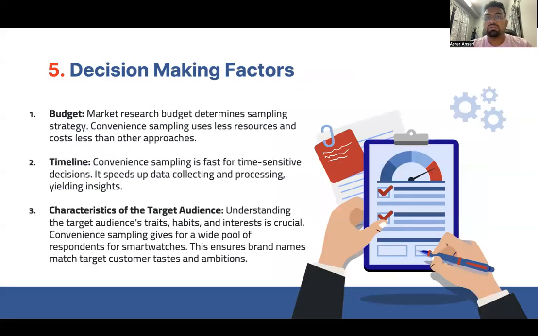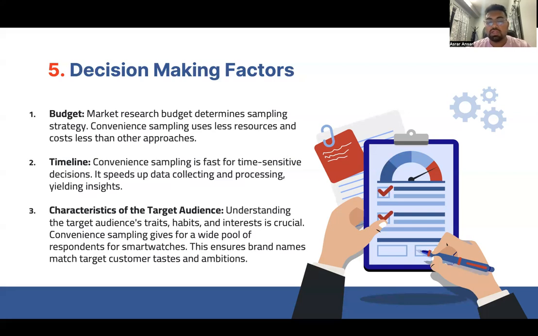So what are the different factors that led me to choose this approach? One is budget. When we do any research, the budget is limited and the timeline is also very short, and we should know who our targeted audience is. I think these 3 are the major things we need to take care of when we take a decision for a survey. Let's talk about budget. Market research budget determines the sampling strategy. We cannot just go out there and ask all the people the questionnaire. It's not possible, because we have to do sampling. So budget is one of the major factors.